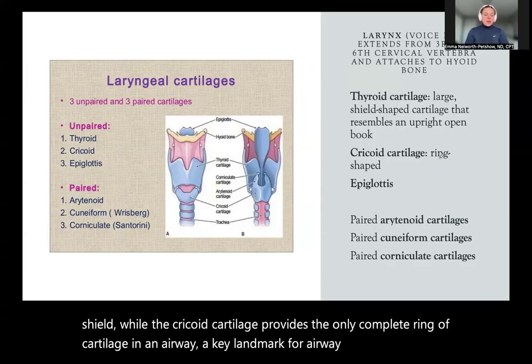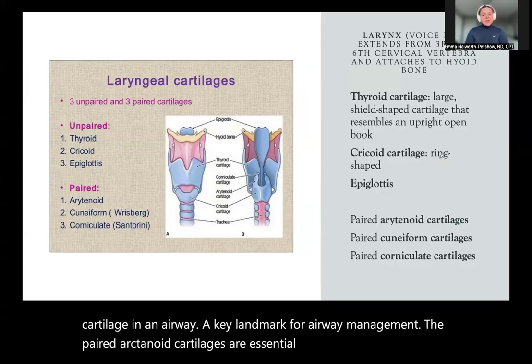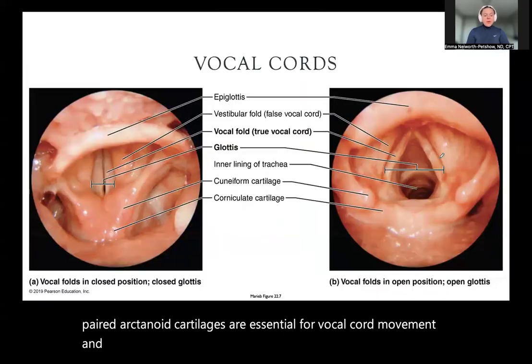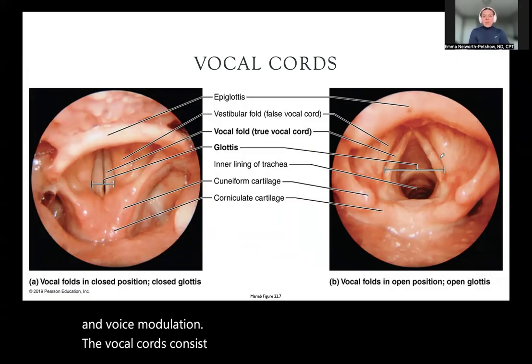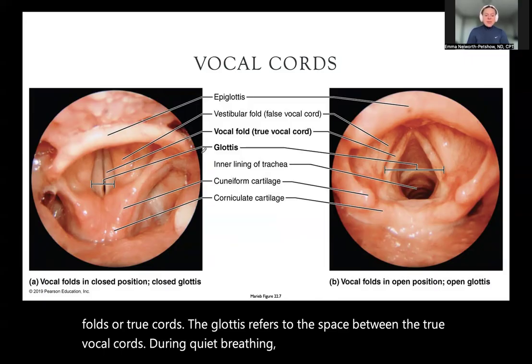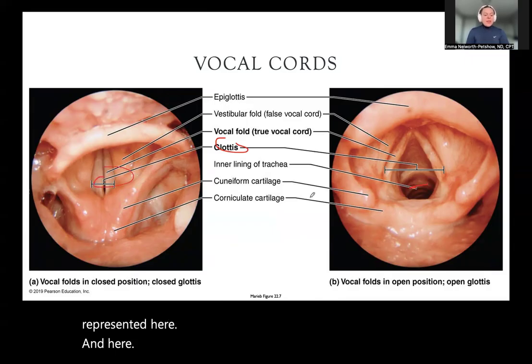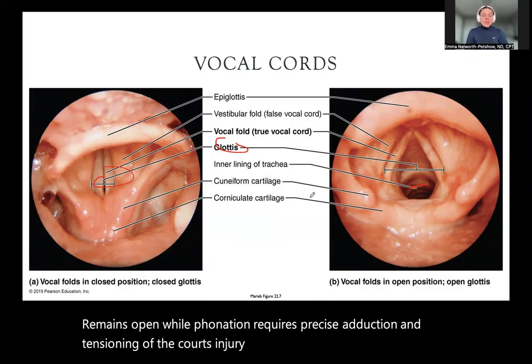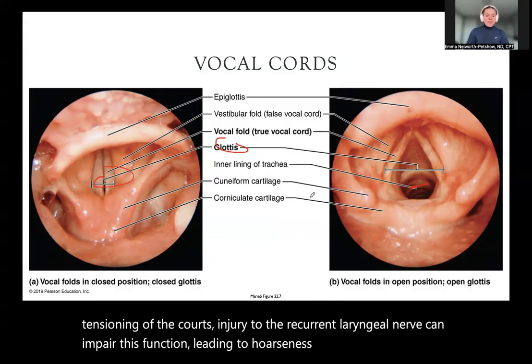The paired arytenoid cartilages are essential for vocal cord movement and voice modulation. The vocal cords consist of vestibular folds, or false cords, and vocal folds, or true cords. The glottis refers to the space between the true vocal cords. During quiet breathing, the glottis, which we can see represented here and here, remains open, while phonation requires precise adduction and tensioning of the cords. Injury to the recurrent laryngeal nerve can impair this function, leading to hoarseness or airway compromise.